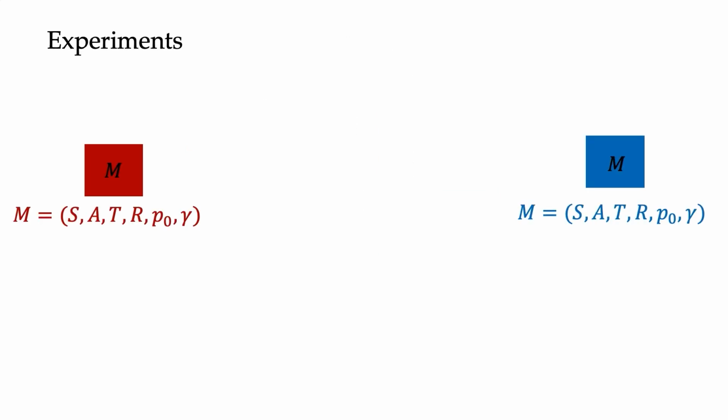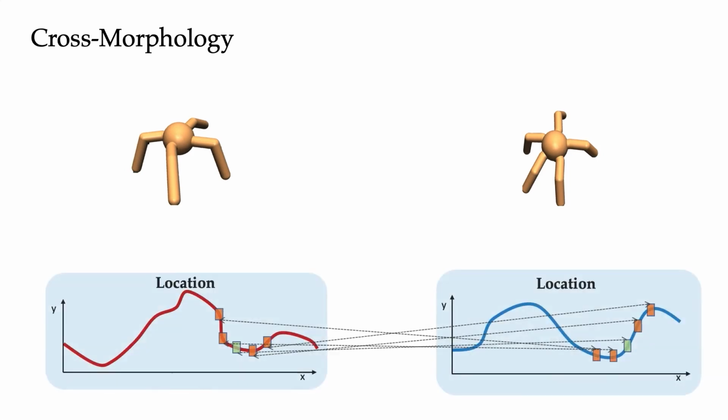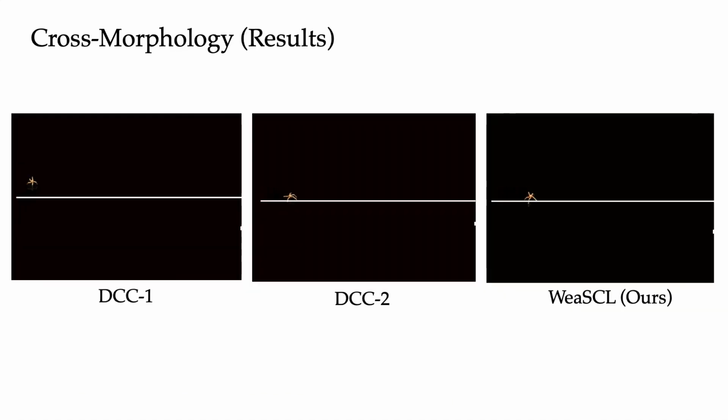We conduct experiments in different environments, varying morphologies and modalities. We first conduct experiments on different morphologies in the ant environment, where the two agents differ in the number of legs. We use the location of the agent as the abstraction. Here we can observe that our ant moves faster.